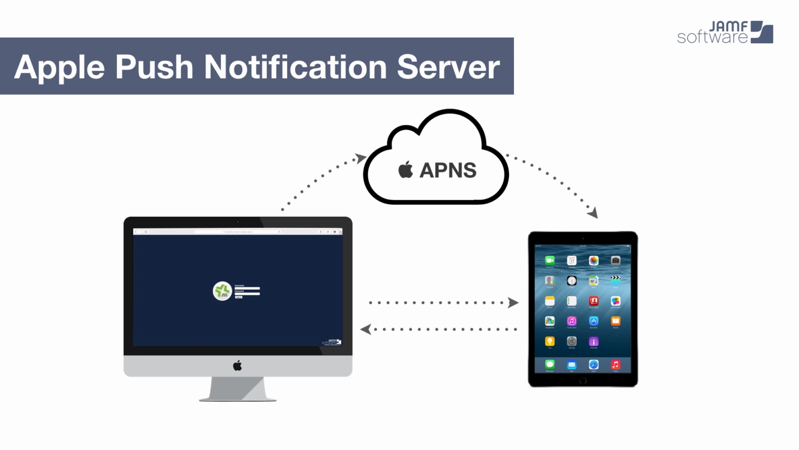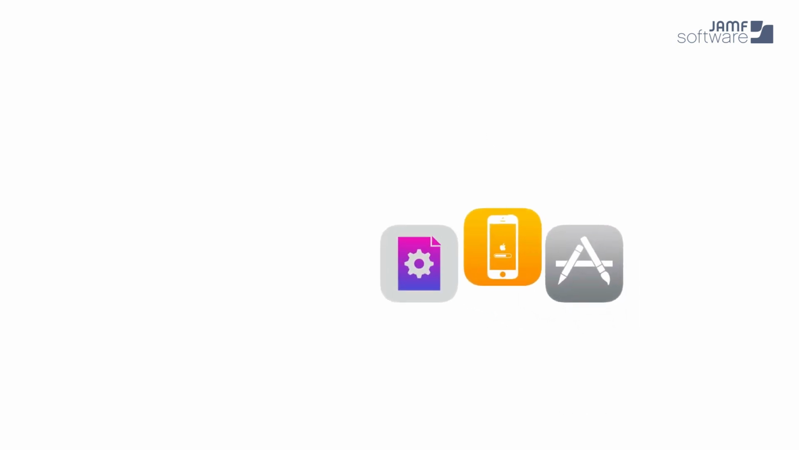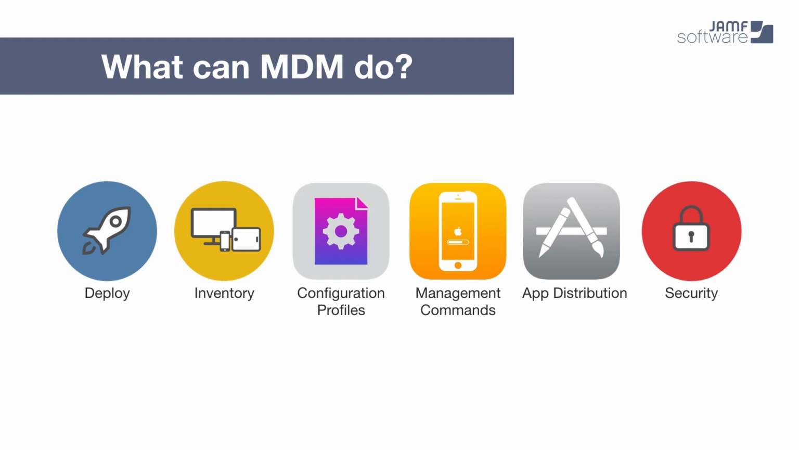The iPad then communicates back to the JSS and receives any commands or apps or configuration profiles that you send it. At the heart of it, this is the architecture for mobile device management, or again, MDM as we're going to call it. Now, these three things aren't the only thing that MDM can do. In fact, with MDM, you can do a lot more.